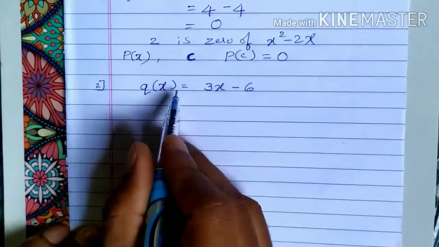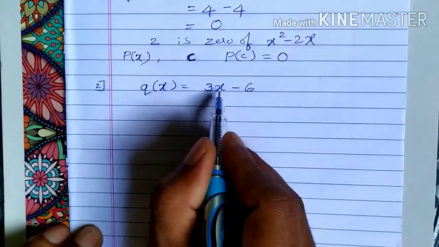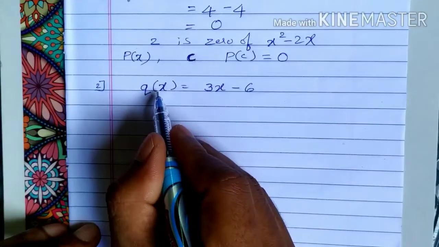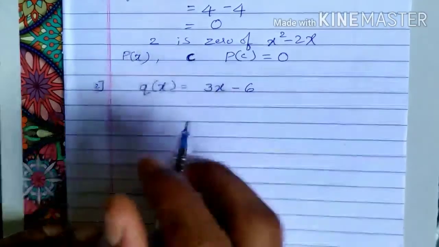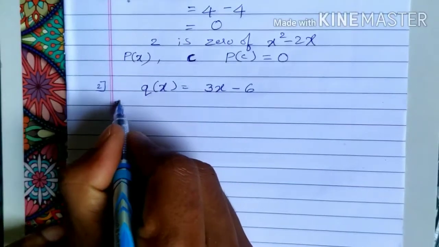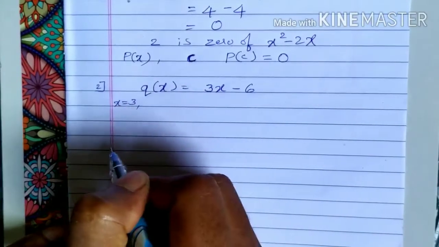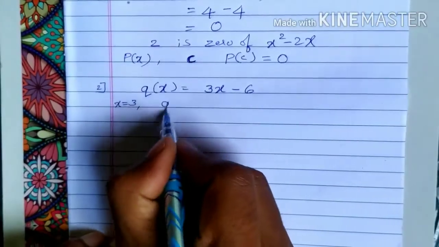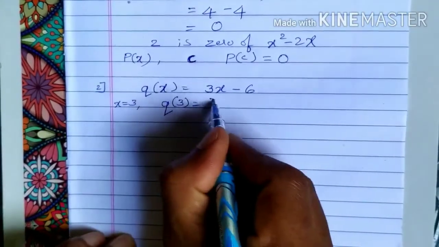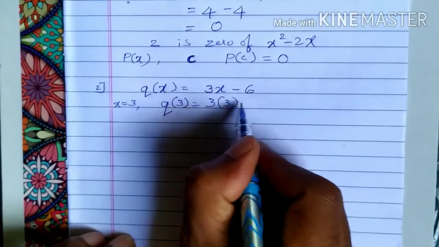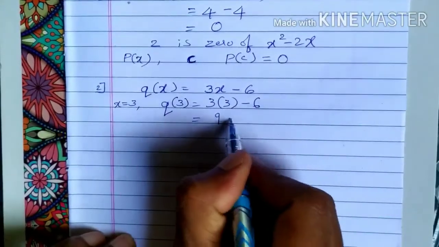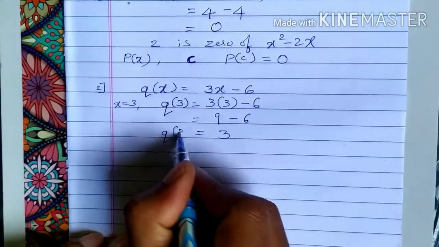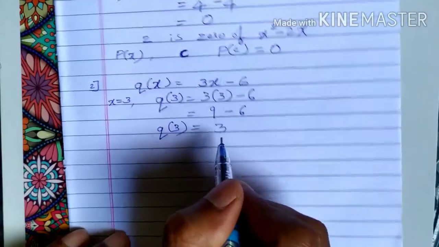Let me consider one more example. q of x is equal to 3x minus 6. You can select either p of x or q of x or t of x, anything. Now let me consider x is equal to 3. We have to find the value of this function at x is equal to 3. Then q of 3 is equal to 3 into, in place of x we write 3, minus 6. 3 threes are 9, minus 6, that is 3. So q of 3 is 3.